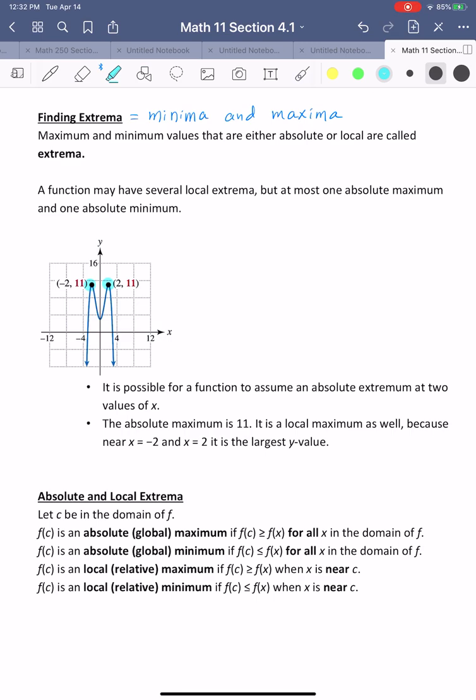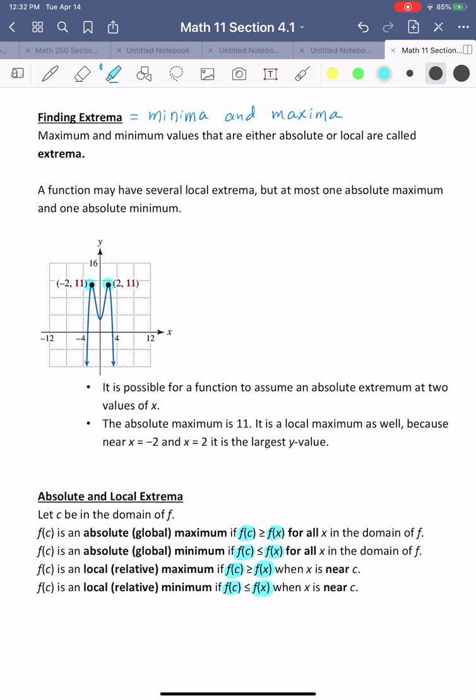If c is in the domain of f, it is the absolute or global maximum as long as this is the highest of any of the y values. The absolute minimum is when this y value is the lowest of any y value. And local means it hits the highest locally, but it comes from the turning points. It's from the turning points.